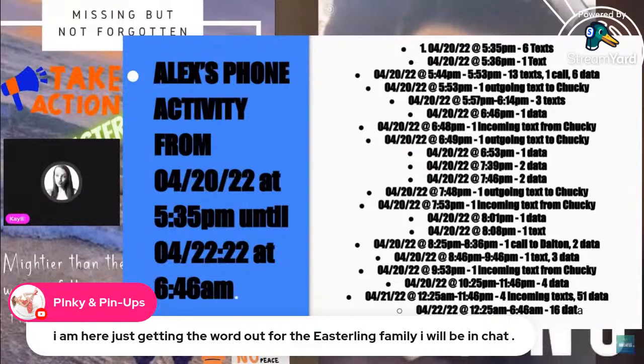Then at 9:53 p.m., there's an incoming text message from Chucky. Okay. And then from 10:25 p.m. to 11:46 p.m., the data was used 4 times. And then that's it until we jump to the 21st, from midnight or 12:25 a.m. until 11:46 p.m. So that's the whole day for the 21st. We have 4 incoming text messages to his phone, and the data was used 51 times. Okay. Then on the 22nd, which would have been Friday, we have from 12:25 a.m. until 6:46 a.m., which was the last time the phone pinged, so about 6 hours. The data was used 16 times.